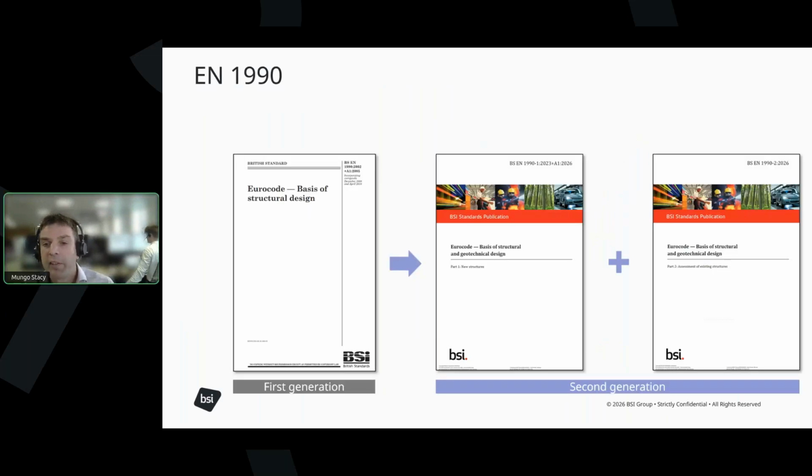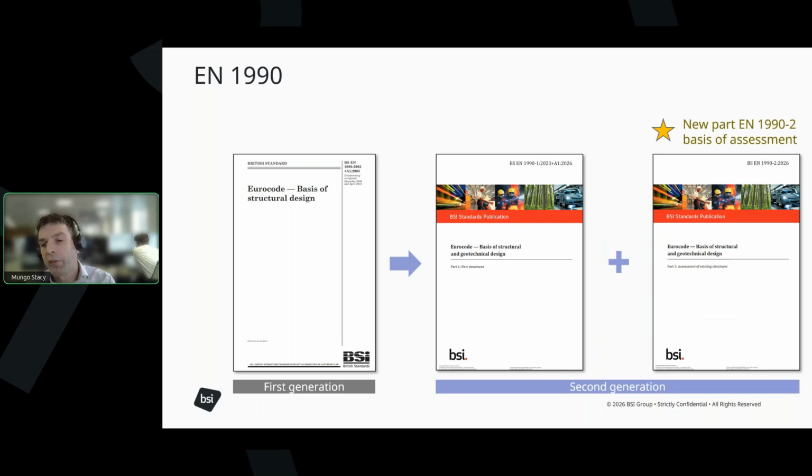So first generation Eurocode on the left-hand side of the screen, we've been working now since 2010 with EN 1990, basis of structural design. The first key change is that in second generation Eurocode, that document has been complemented. It's now two parts to EN 1990. We have a part one, which gives us our basis of design for new structures. And we have a complementary part, part two, which is new content giving a basis of assessment for existing structures.